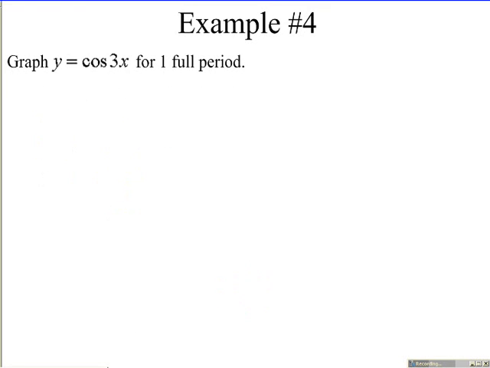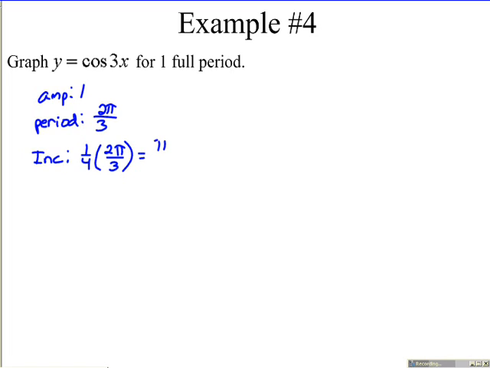Last one, y equals cosine of 3x. Amplitude, coefficient on cosine is 1. Period, 2 pi over the lead coefficient on x, 2 pi over 3. Increment, 1/4 of the period. You get 2 pi over 12, which simplifies to pi over 6.